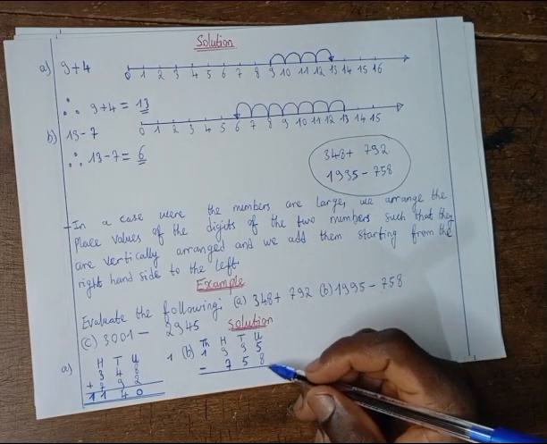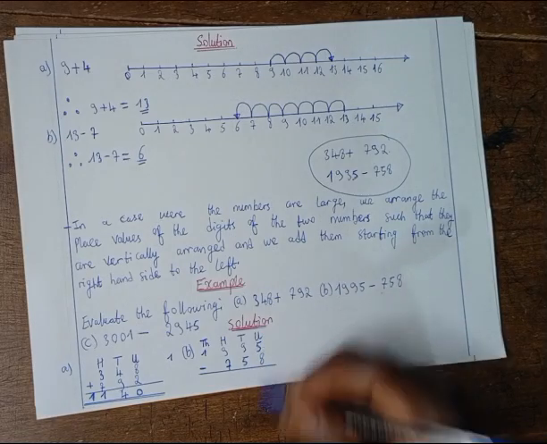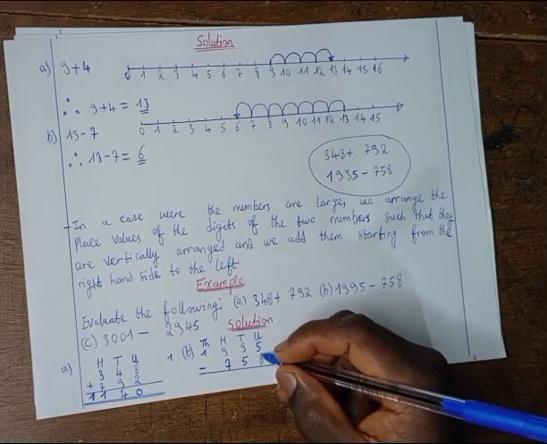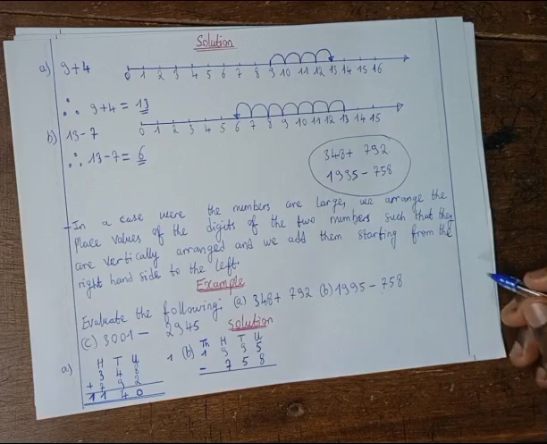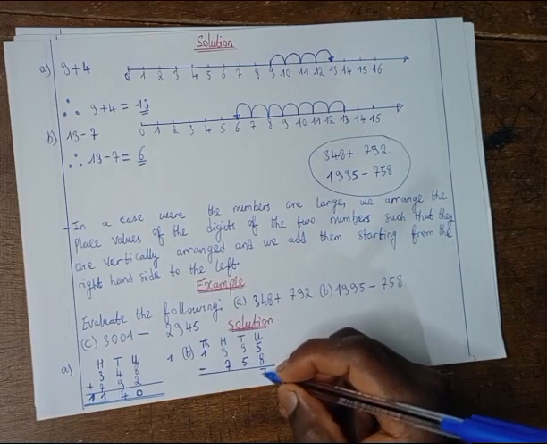15 now is greater than 8. We can perform the subtraction. We subtract 8 from 15. It gives us the result of, take 15 minus 8, it gives us 7. We're going to write down the 7 here.